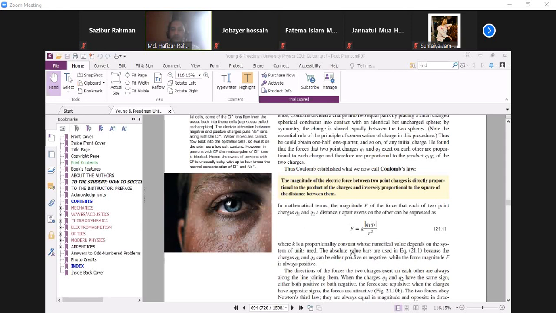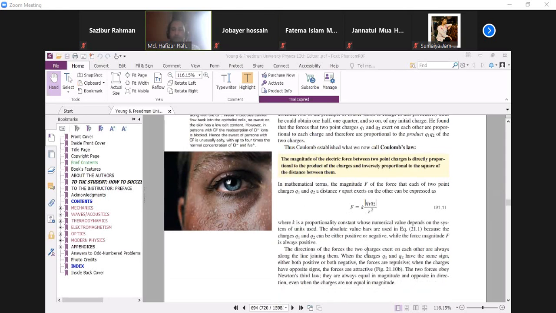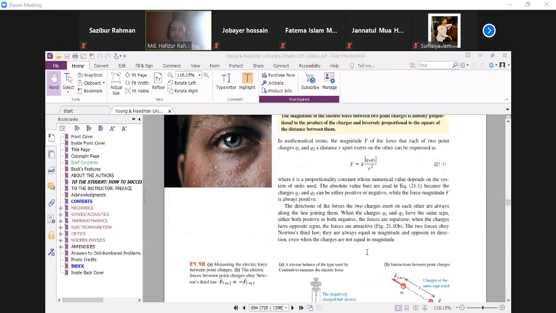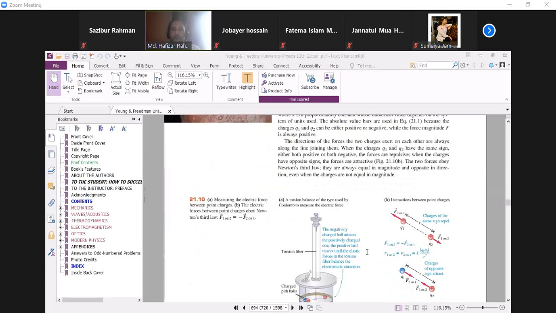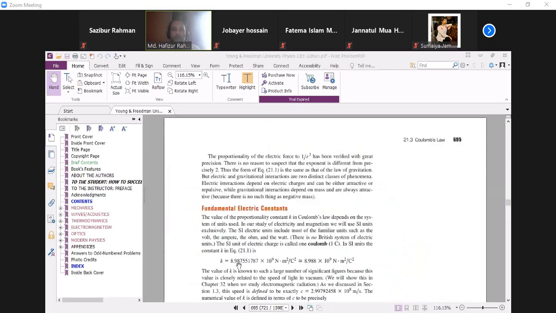Okay. So this is very much similar. Now the value of K is given here. You have to remember this. This is approximately, you can consider this 9 into 10 to the power 9 Newton meter square per Coulomb square, where Coulomb is the unit of charge.